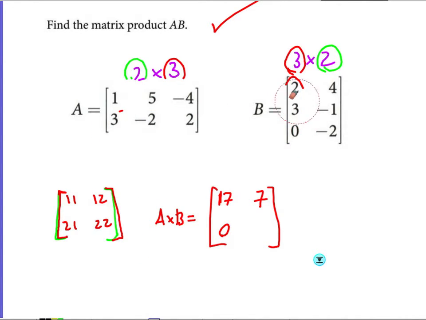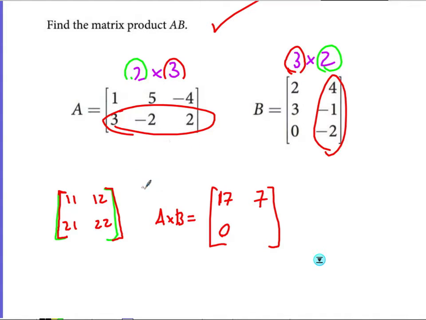Alright, we're almost done. And finally, I'm looking at the second row and the second column. So we have 3 times 4, which is 12, -2 times -1, which is +2, and 2 times -2, which is -4. 12 plus 2 is 14, minus 4 gives me 10. Here it is. This is exactly the answer. This is the product of the matrix. Right there.